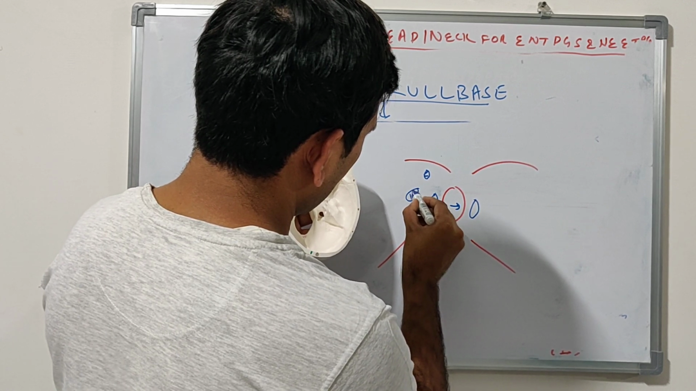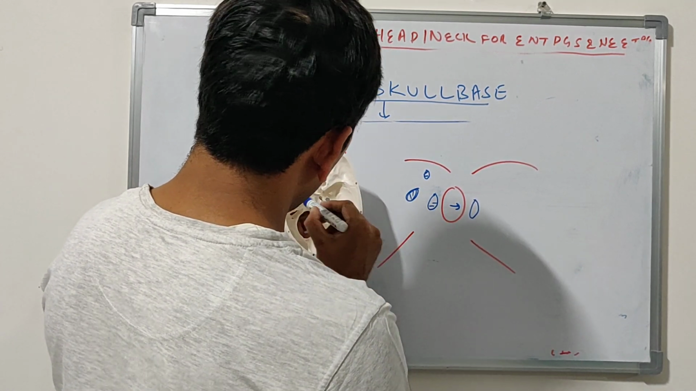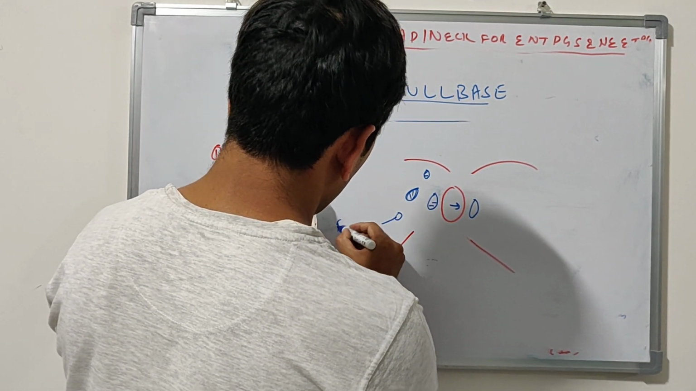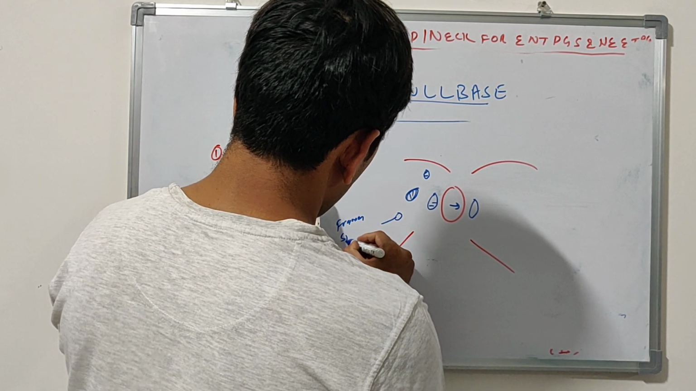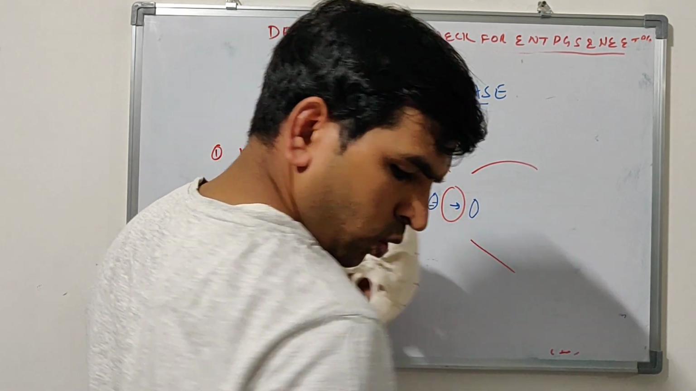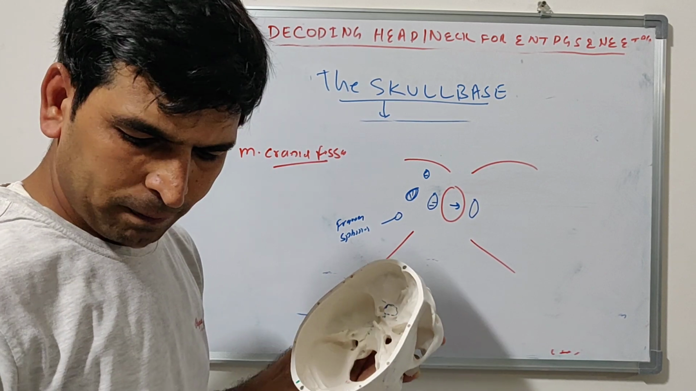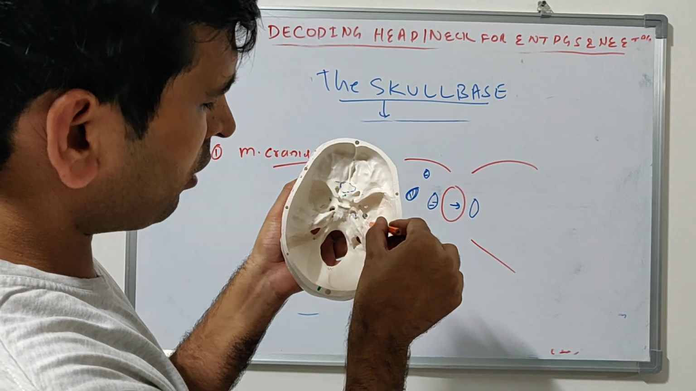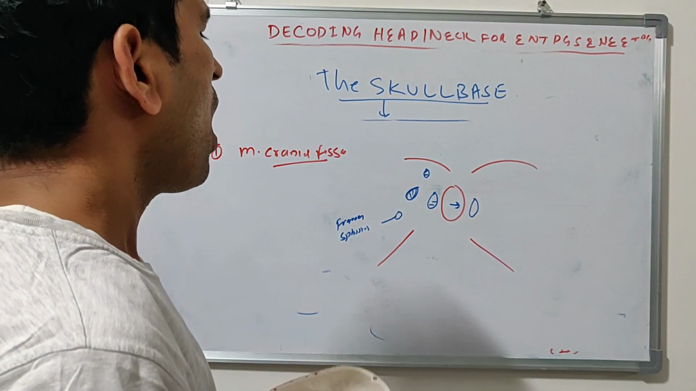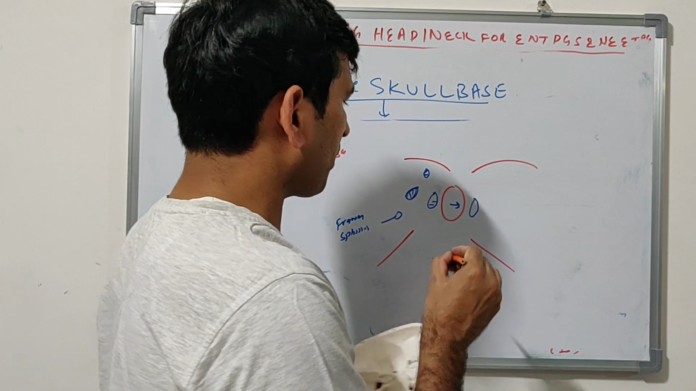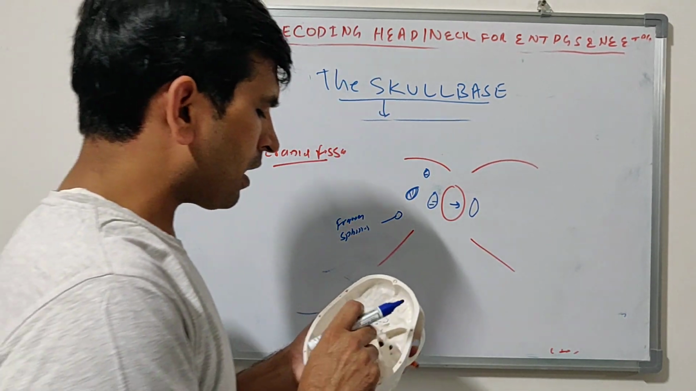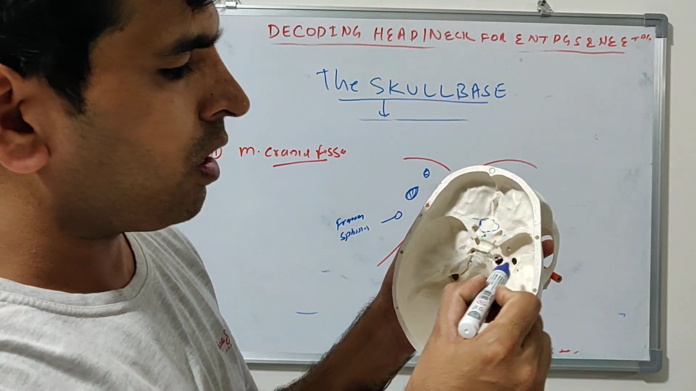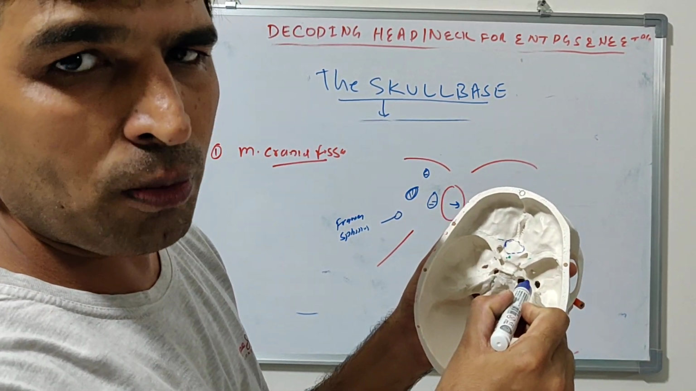lateral to this a large foramen that is called foramen ovale, and posterior to this is the foramen spinosum. So these three foramina, foramen rotundum, foramen ovale, and this small foramen, foramen spinosum, are situated in the greater wing of the sphenoid. But foramen lacerum is not situated in any bone. It is a gap between the body of sphenoid, petrous temporal bone, and greater wing of the sphenoid.